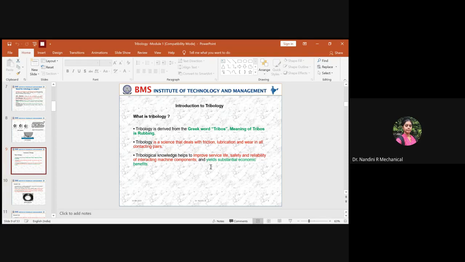And it can also improve GDP growth, because the component could be in the market for a longer period of time with a reduced amount of wear, tear, and maintenance. So this is the aspect of tribology.